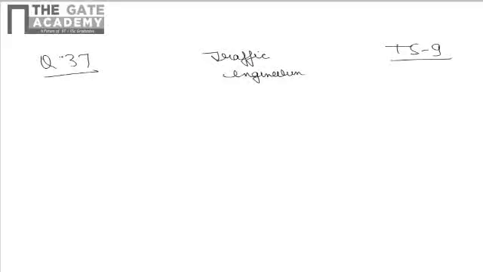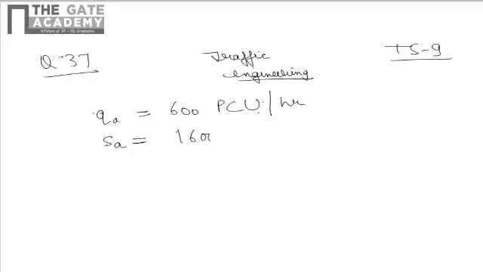Question number 37 of test series 9 is from traffic engineering, and in this question it is given that a normal flow is taking place and QA is given as 600 PCU (passenger car units) per hour, and SA, that is saturation flow on path A, is given as 1600 PCU per hour.